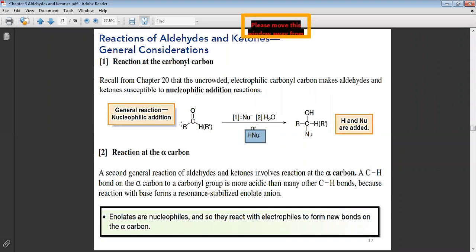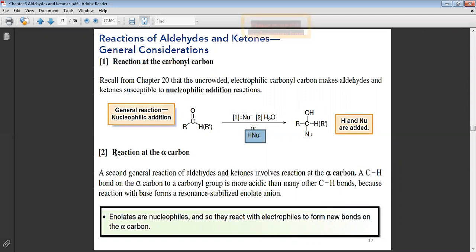The second step, we have hydrogen, oxygen minus. Oxygen minus takes a proton from the H2O to give you the final product. The final product comes from the nucleophilic addition. This is the first one.